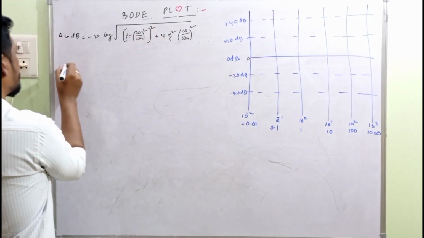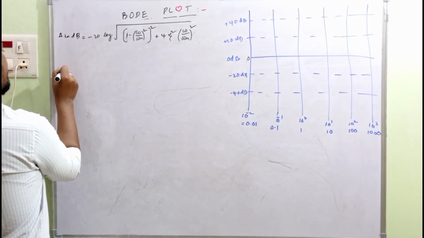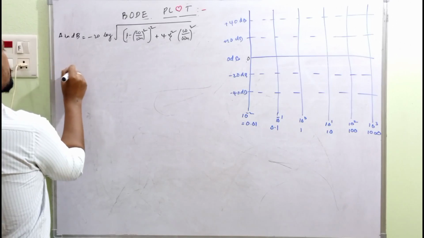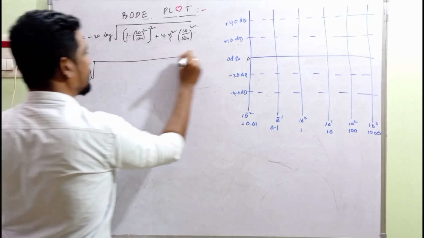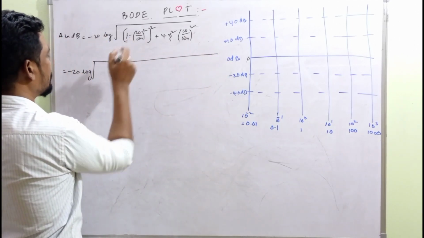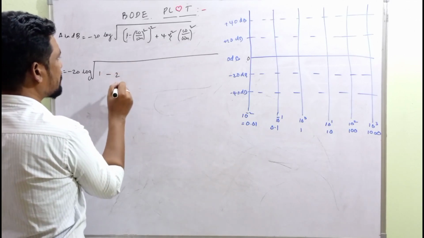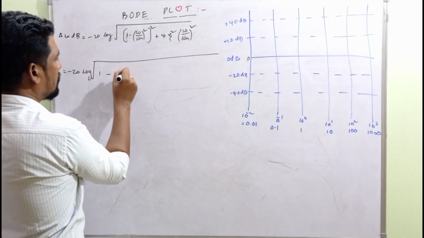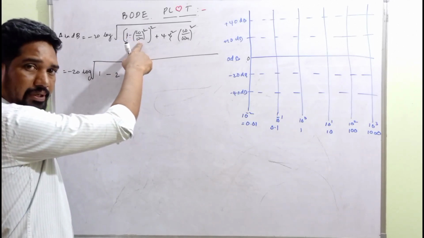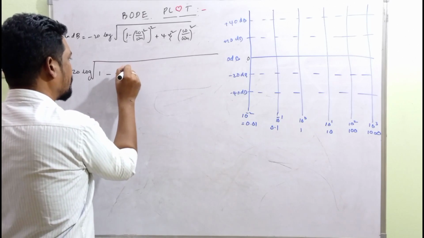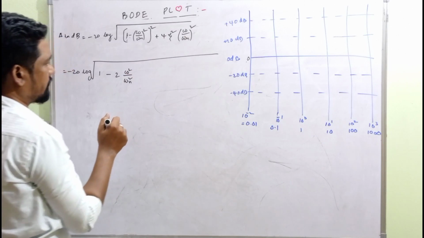This is (a minus b) whole square. So expanding that, we have A in dB is equal to minus 20 log, root exists as it is. This is a square minus b square. So 1 minus, what do we have? 2 times 2 into a 1 into b, omega by omega n whole square. It's a omega square by omega n square.